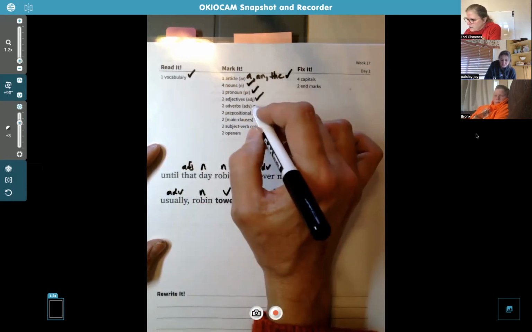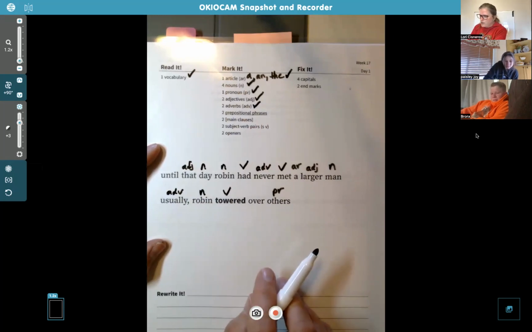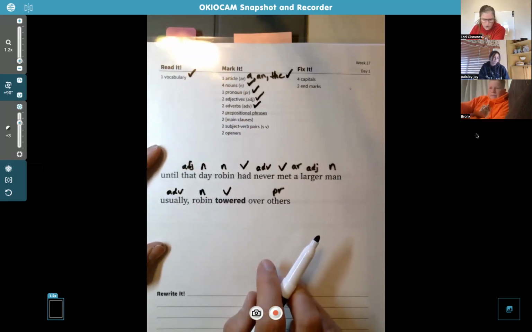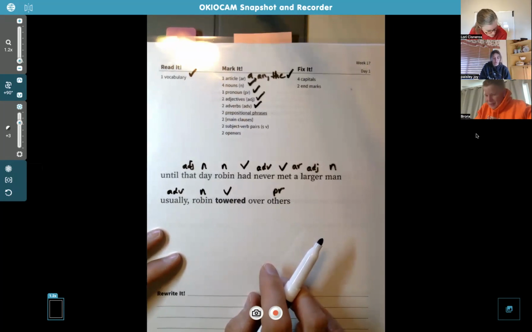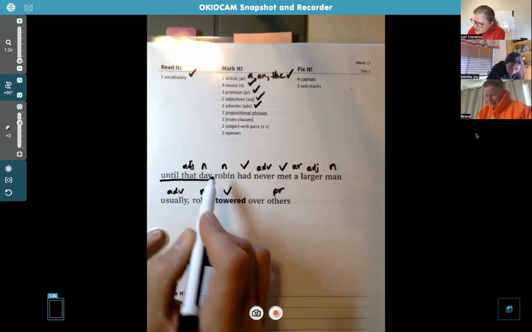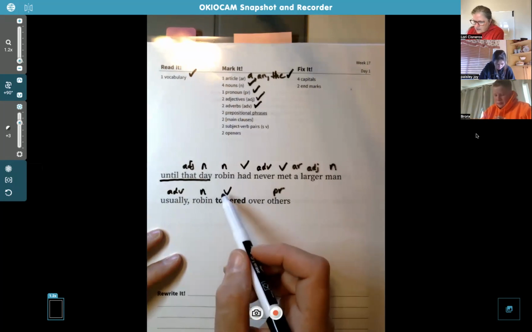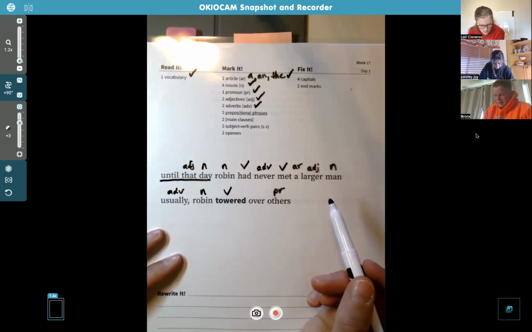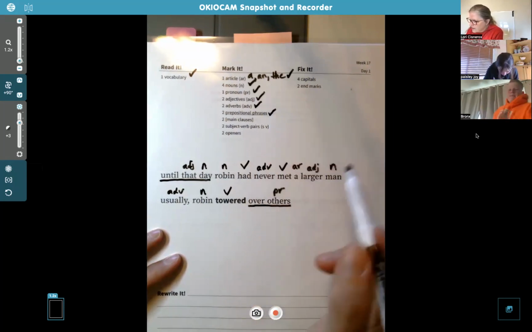Good job. So prepositional phrases, Bronx, there's 2 of them. If you need to check in the back of your book about what those prepositions are, you can. Until that day. Yes, until that day, and there's one more. Towered over others. No, not towered, because that's a verb. Remember, it has to start with a preposition. Over others. Yep, that's it. Good job.